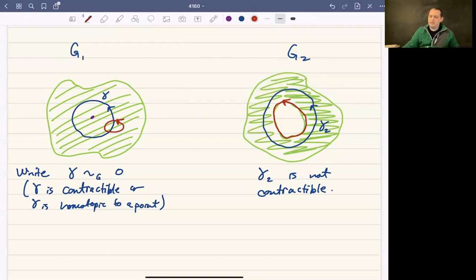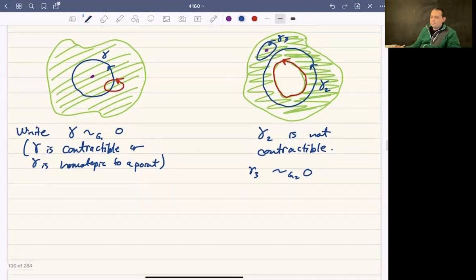I do want to point out that if I were to have another path, say gamma 3, and this path was to look maybe like that, now this path is going to be contractible to a point because since gamma 3 doesn't go around that missing region, you can contract it to that single point continuously. You can continuously deform it to the point. So you would say that gamma 3 is contractible. Gamma 2 is not. Okay, so the underlying set is going to matter.